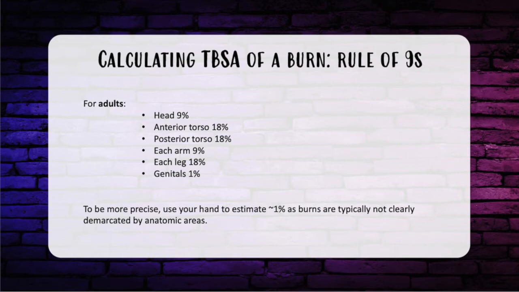Now, as everyone is different, and sometimes you want to be more precise, as these areas are not clearly demarcated on burns by anatomical zone, you can use your hand. Your hand ends up being just about 1%. So every hand coverage is 1%.